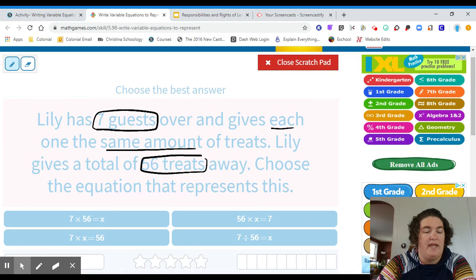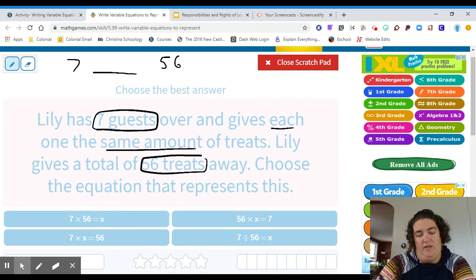So let me think about what I have. I'm starting with 7. I'm giving stuff away, so something is happening. And then I'm ending up at 56. So I'm going to think about what it would mean for this problem. 7 guests over gives each one the same amount. So I'm going to be looking at things in groups of.